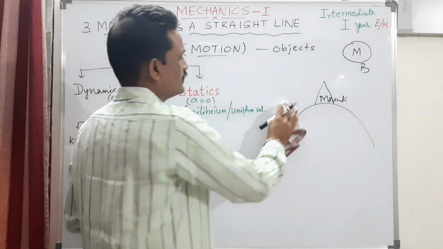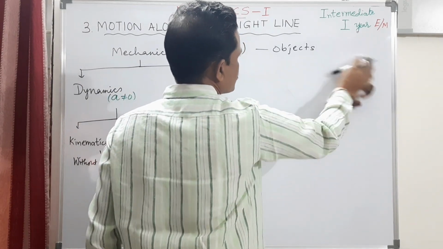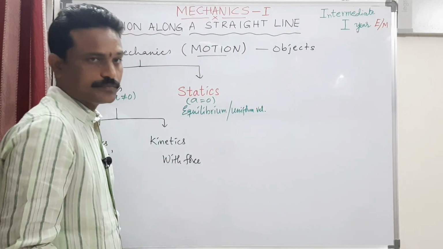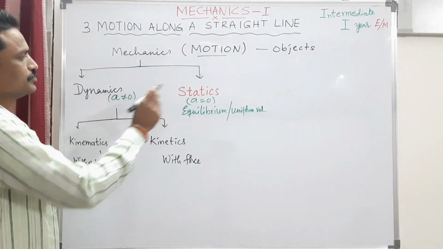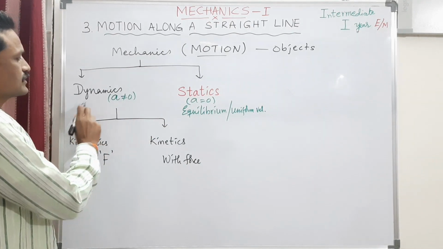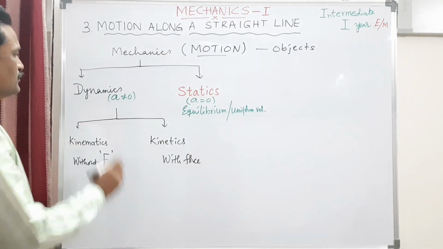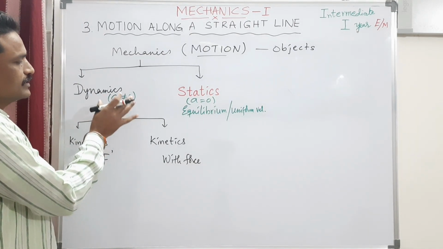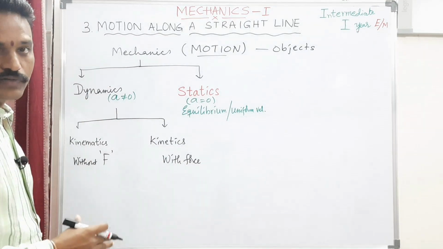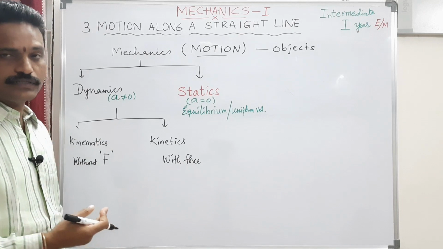So, mechanics deals with the motion of the objects. This is the branch of physics which deals with the motion of the objects. Mechanics is further divided into two more categories. One is called dynamics, the other one is called statics. What do you mean by dynamics? Dynamics deals with the accelerated objects. What do you mean by acceleration? We will be knowing about acceleration in a few minutes.